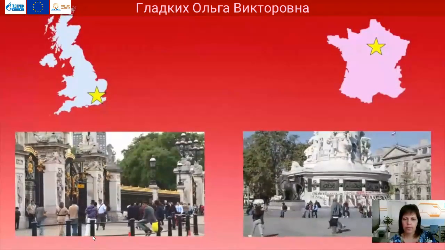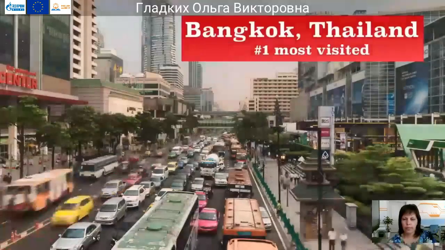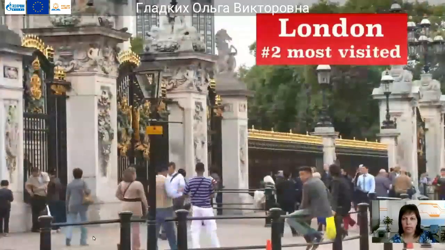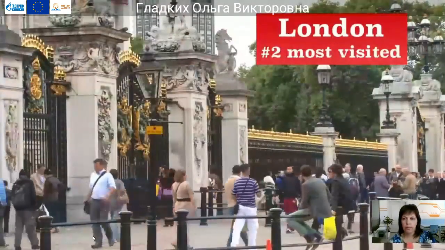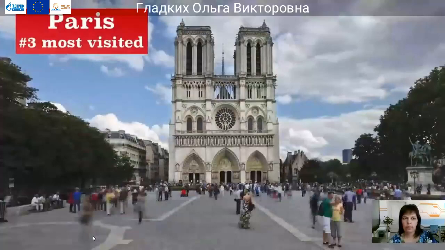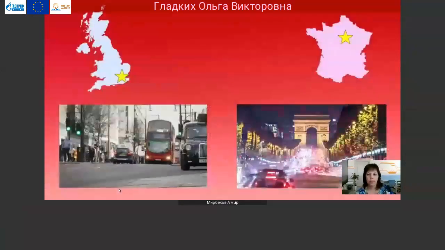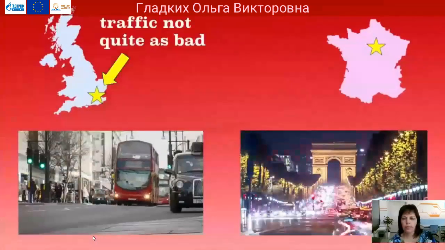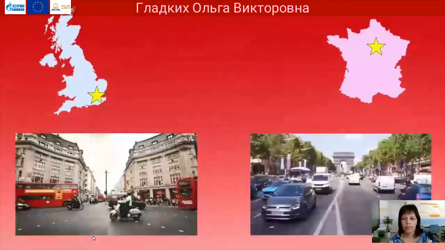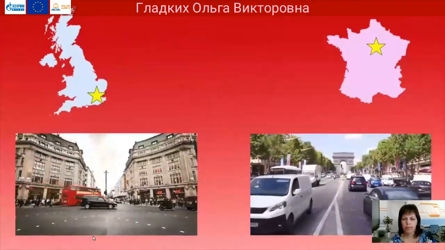Both are two of the most visited cities in the world. After Bangkok, Thailand, London is the second most visited city in the world, and Paris is the third most visited city in the world. Both have horrendous traffic, although it doesn't seem to be as bad in London. But yeah, try not to drive if you go to either one.